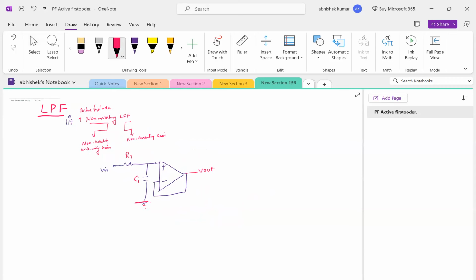Now, what do you mean by low pass? Low pass means it should pass the low frequencies only, right? And it should block the high frequency, right? Correct. So, do you know the nature of the capacitor? Will it pass AC? Can you tell me the nature of the capacitor? The capacitor will block the low frequency.